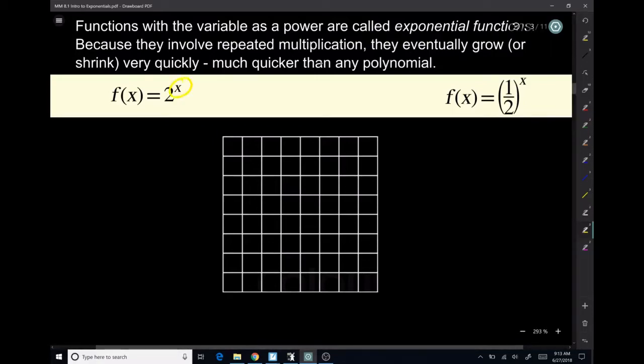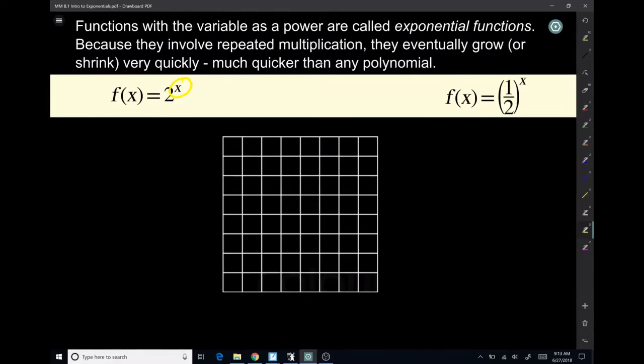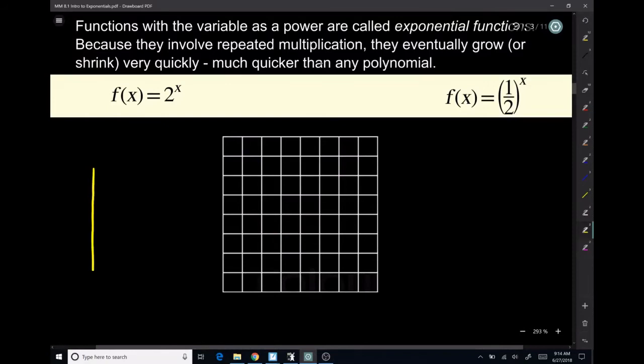Functions with the variable as a power are called exponential functions. When the variable up here is your power, things change. It's an exponential function. Because they involve repeated multiplication, they eventually grow or shrink very quickly, much quicker than any polynomial over time. So some polynomials can grow faster to begin with, but exponentials will always end up growing or shrinking at a faster rate given enough time, a high enough value of x.